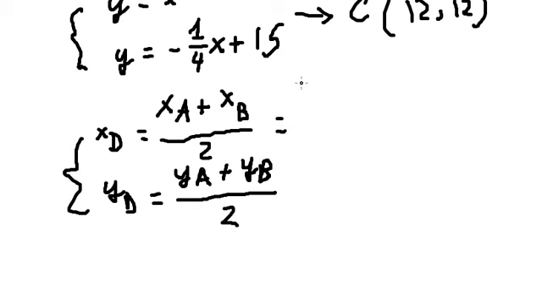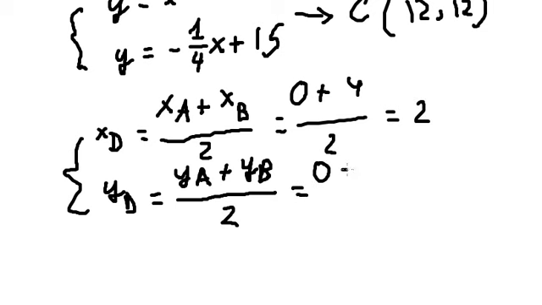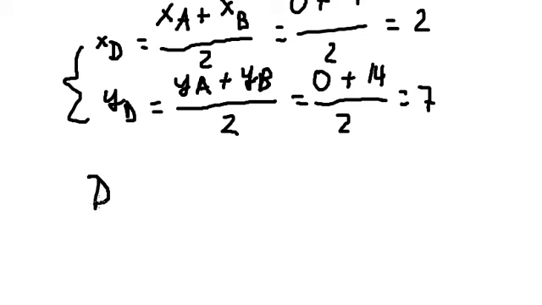So x_A we have 0, x_B we have 4, and this one we have 2. This one we have 0 plus 14, we divide by 2, and this one we have 7. So D in here, that is 2 and 7.